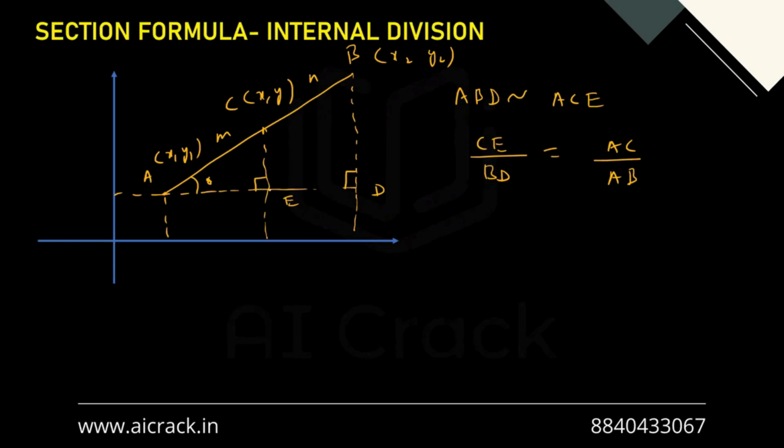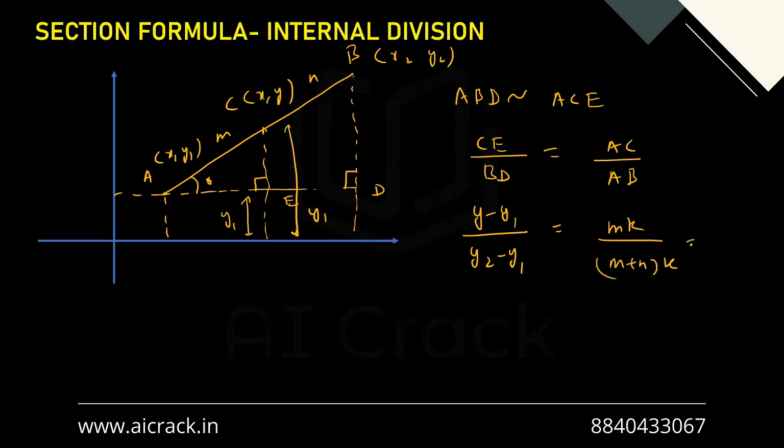So what is CE over here? That would be y minus y1. This distance is y1, and this entire distance is y. So the CE distance would be y minus y1, divided by BD. BD would be y2 minus y1. That should equal AC divided by AB. AC is nothing but, let's say, mk, and this is nk. The ratio is m is to n. So I'm assuming that AC equals m times some constant k, and AB would be m plus n times k. That is nothing but m upon m plus n.